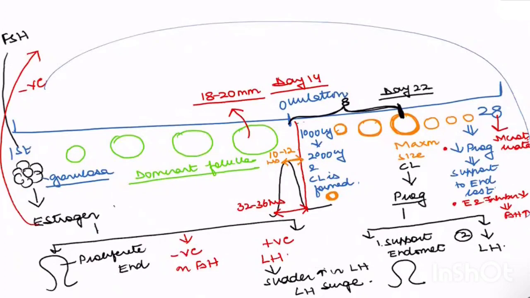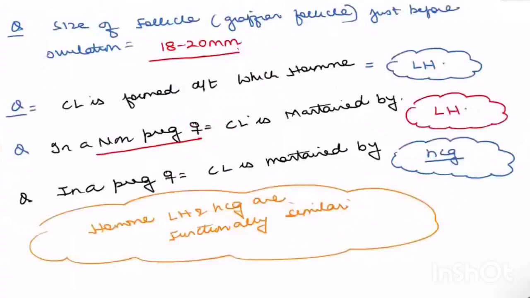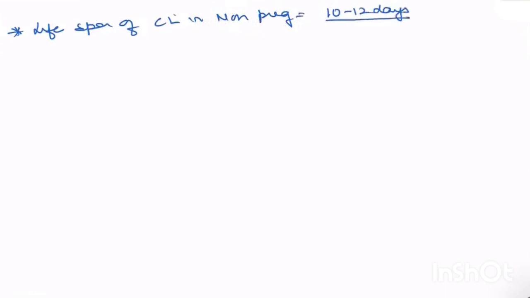So if I ask you what is the lifespan of corpus luteum in a non-pregnant female, it is 10 to 12 days, क्योंकि 14th डे पे तो मेंस्ट्रुएशन ही हो जाता है, राइट? So it is around 10 to 12 days.